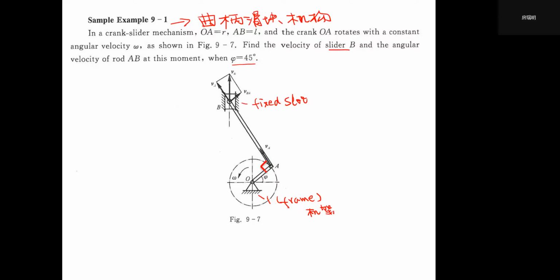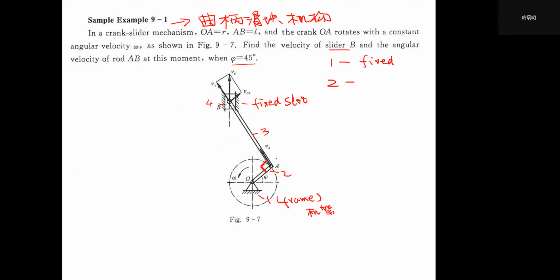Then we can call this OA number 2, and this AB number 3, and this slider number 4. So first, we should analyze the movement of these 4 rigid bodies. So let's see. Number one, its frame is fixed, right? So at any moment, its velocity and acceleration on this frame will always be what? 0, right?